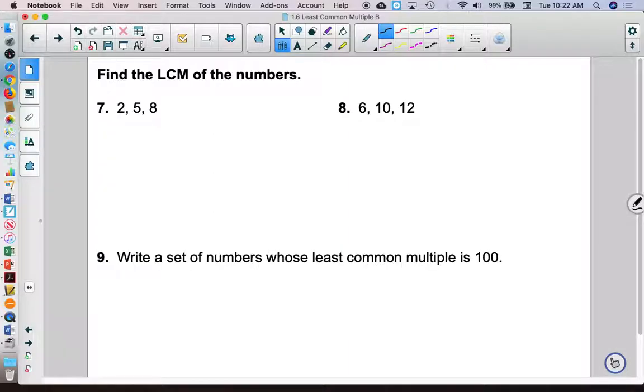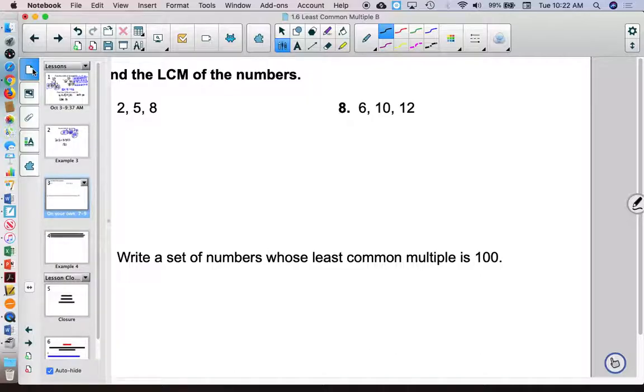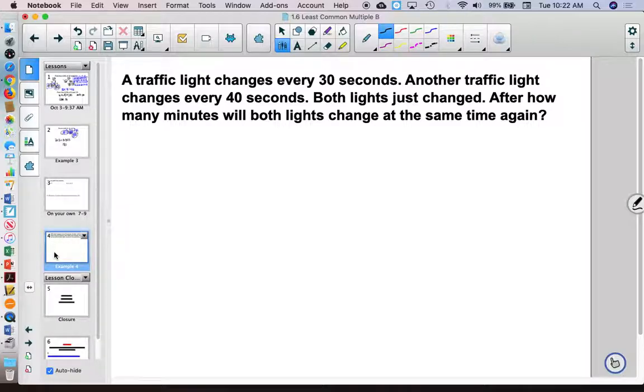Let's see. Yeah, I think we can do this. Let's go on down to, let's apply what we're doing. When would I ever use it? Mrs. Rakestraw, this is so dumb. Why do I have to do it? I'll never use it. Yes, you will.